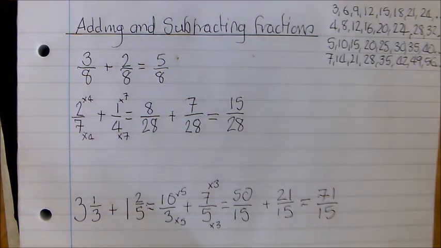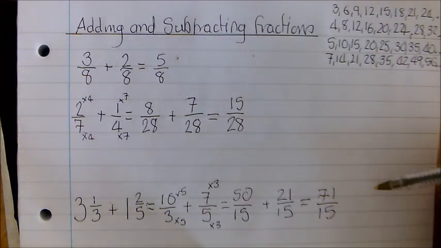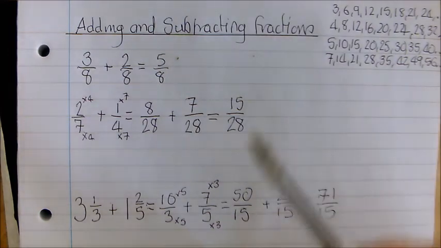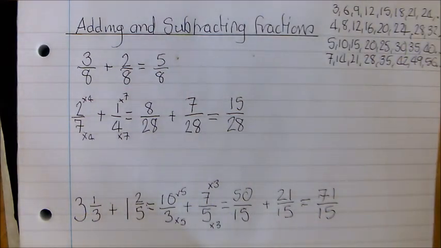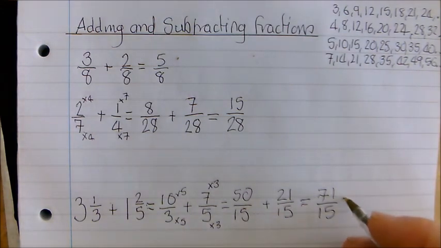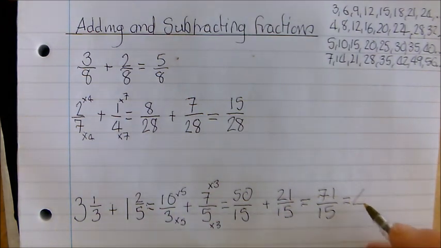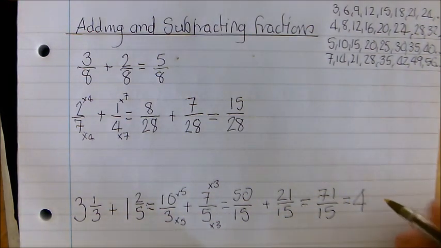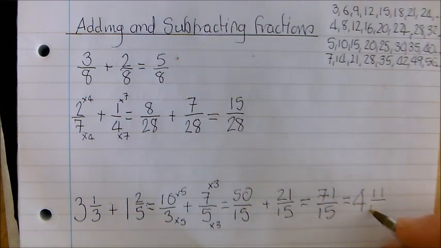Okay. Now, the only change we need to do to this final answer is to turn it back into a mixed fraction. I know that 15 fifteenths is 1 whole one, so 30 fifteenths is 2 whole ones, 45 fifteenths is 3 whole ones, and 60 fifteenths is 4 whole ones. So 60 fifteenths is 4, and that leaves 11 fifteenths left over. That is our final answer.